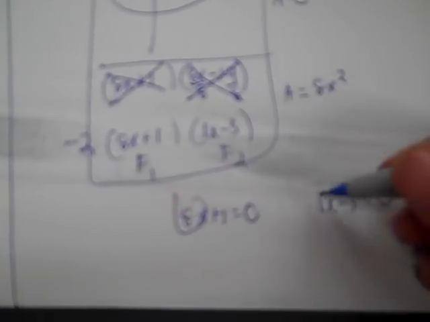So F1, F2. So 8x plus 1 equals 0. 1x minus 3 equals 0. So minus 1, 8x equals negative 1, divided by 8. That's negative 0.125. And then plus 3, that's 3. So 3 is the answer. Okay, next.